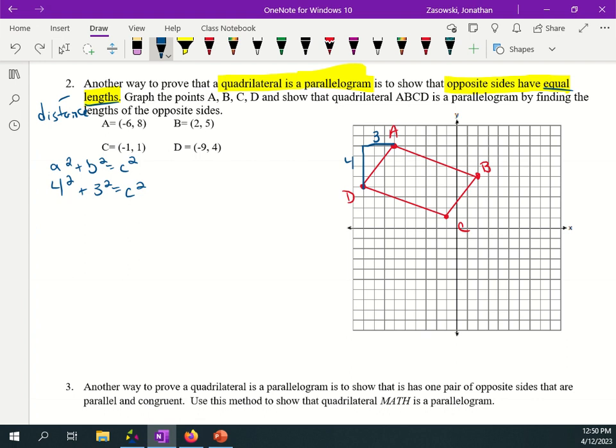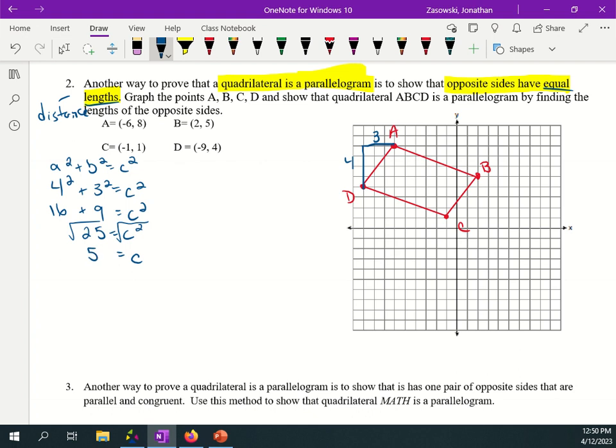Now, what's 7 squared, though? What is it? But what's 4 squared? 4 times 4 is 16, and 3 squared is 9, right? So be careful. You have to square these before you add them together. Remember our PEMDAS. Good. Equals c squared, and then 9 plus 16 is... And remember, in order to get c, because it's c squared, we have to square root it, which means it's actually going to be a length of 5.